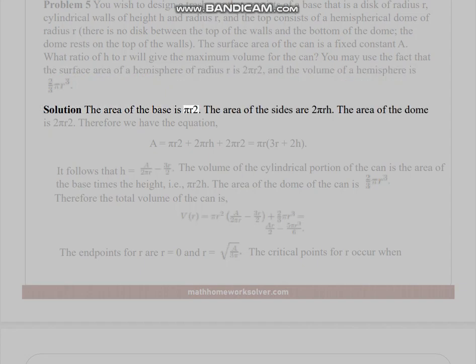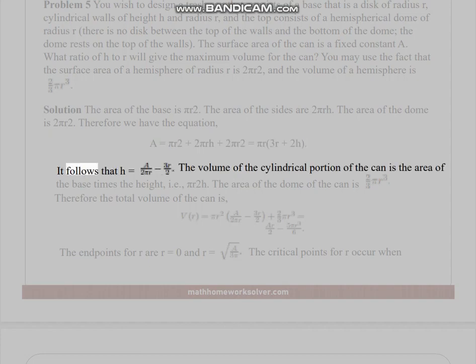Solution: the area of the base is pi r squared. The area of the sides is 2 pi rh. The area of the dome is 2 pi r squared. Therefore, we have the equation A equals pi r squared plus 2 pi rh plus 2 pi r squared equals pi r times 3r plus 2h. It follows that h equals the expression from A. The volume of the cylindrical portion of the can is the area of the base times the height, i.e., pi r squared h. The volume of the dome of the can is therefore the total volume of the can is.